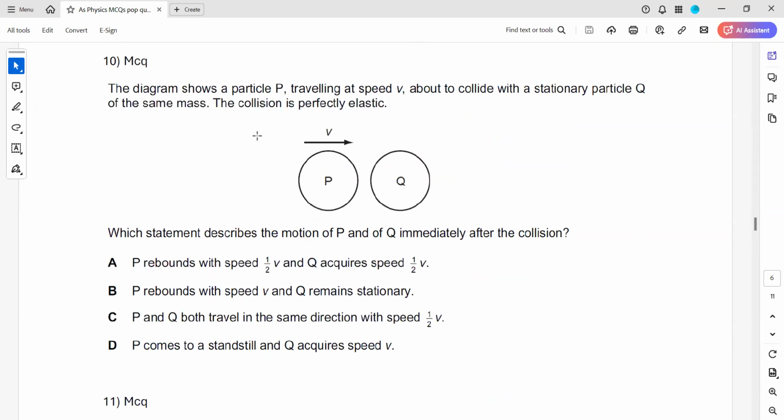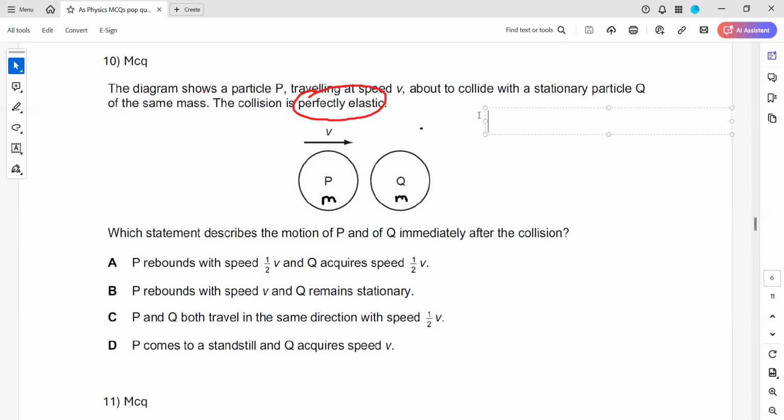Look, the diagram shows a particle p traveling at a speed v, about to collide with a stationary particle q with the same mass. So they have the same masses, m and m. Which statement describes the motion of p and q immediately after collision? First thing, there must be a conservation of momentum. And because it is a perfectly elastic collision, what does it mean? There should be a conservation of kinetic energy as well.